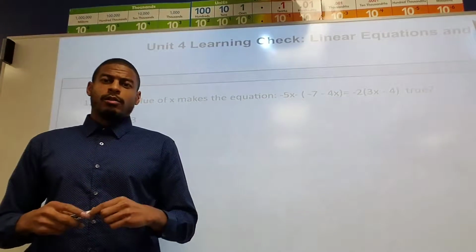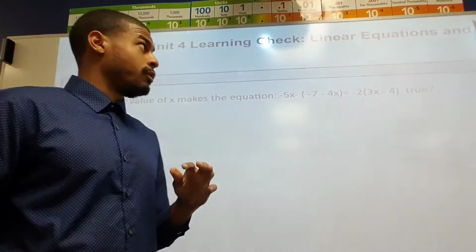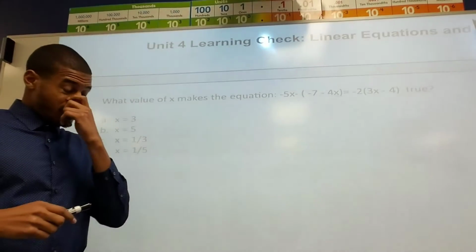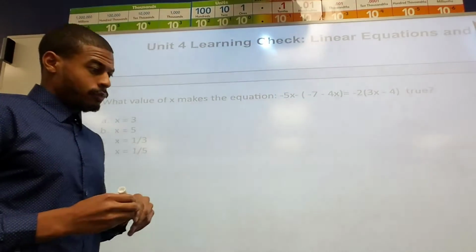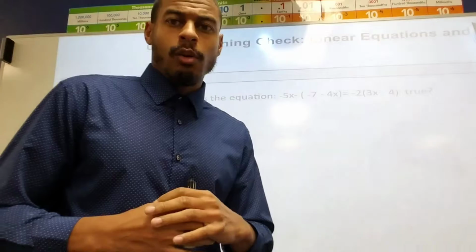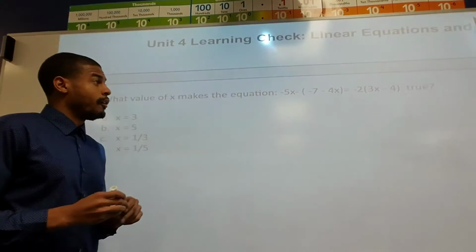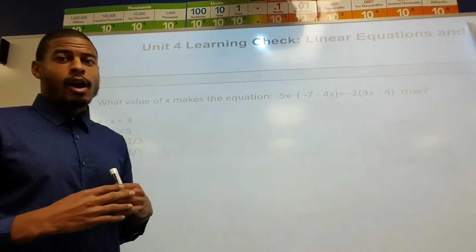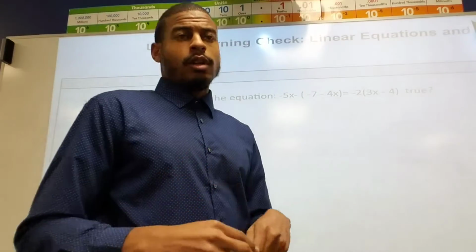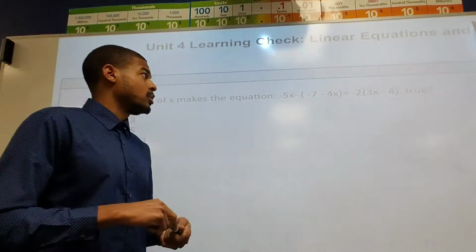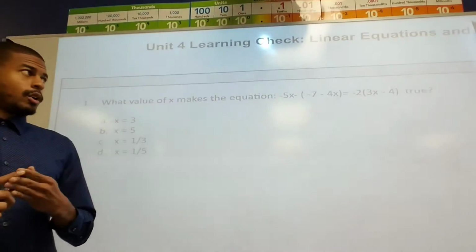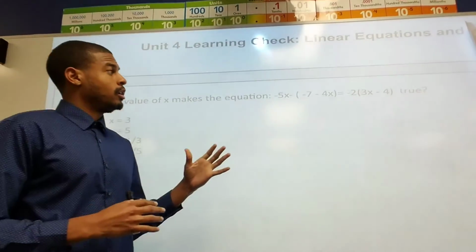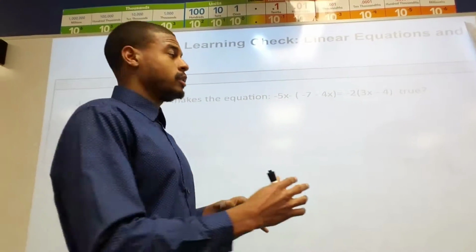All right, we're going to be talking about how to solve linear equations. There's a few things you have to do before you can solve. First things first, you have to see if you have parentheses, and in order to get rid of parentheses, you have to distribute.